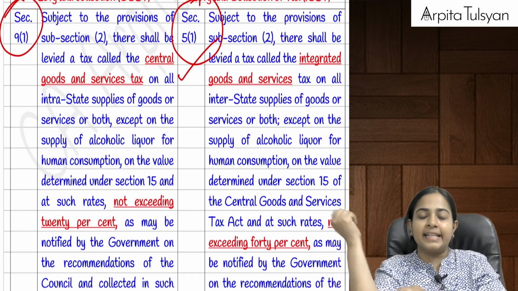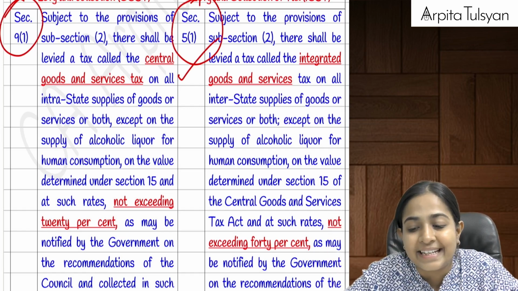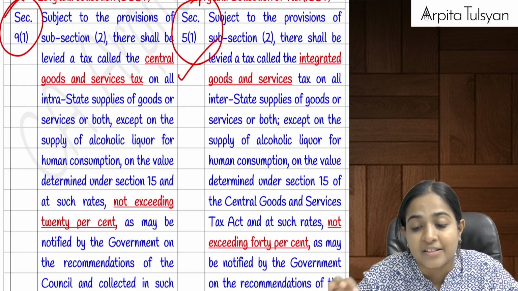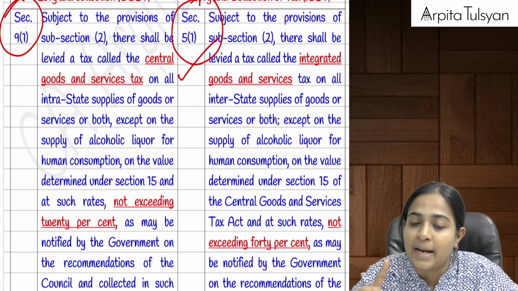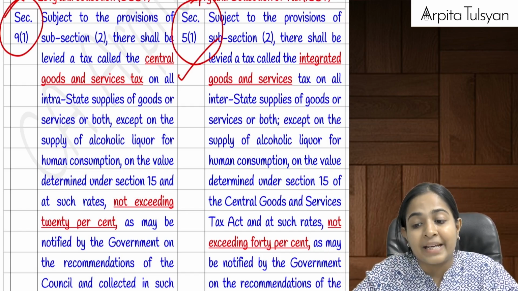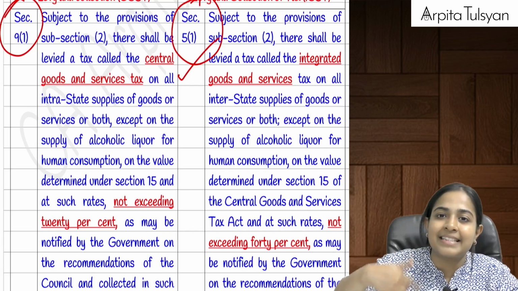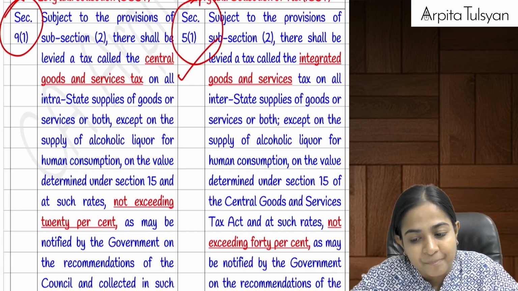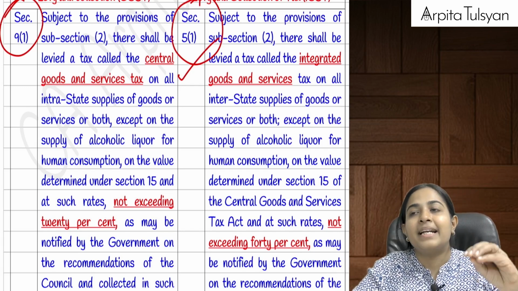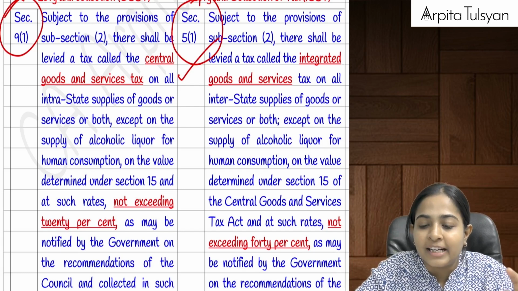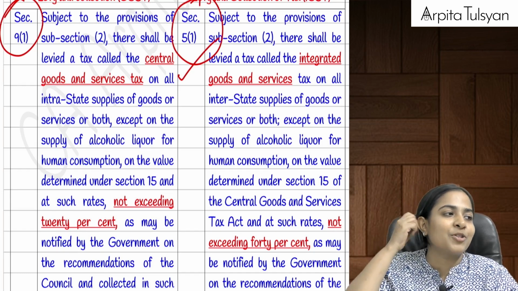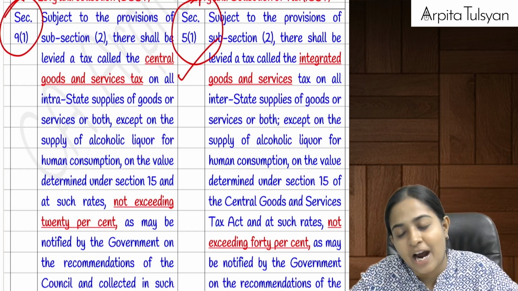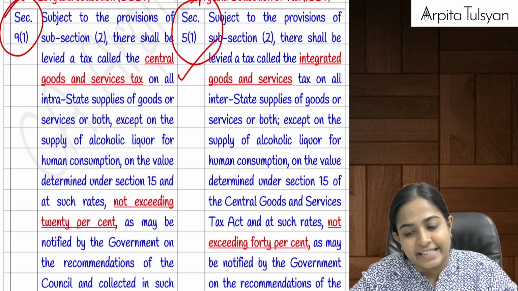Now here they are telling that in section 9(1), CGST, that is Central Goods and Service Tax, will be levied on which type of supply? CGST will be applicable on all intrastate supply of goods and services. Are you clear with this? But it will not be applicable on alcoholic liquor for human consumption. Why is it not applicable? Because that is totally outside the purview of GST.